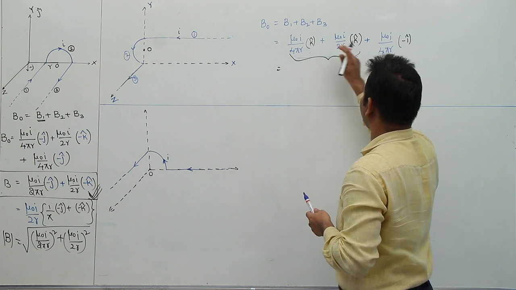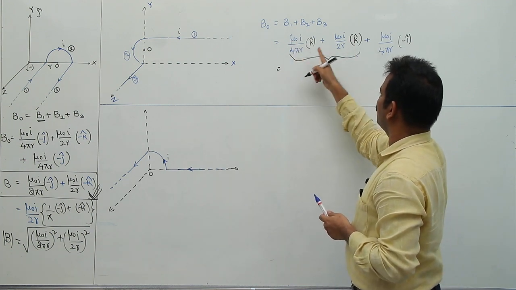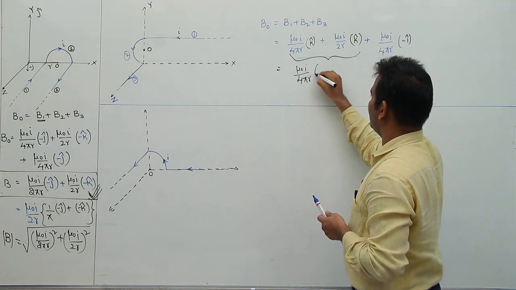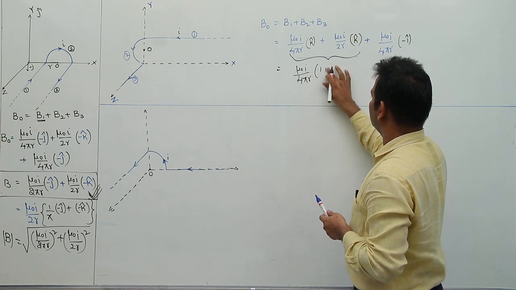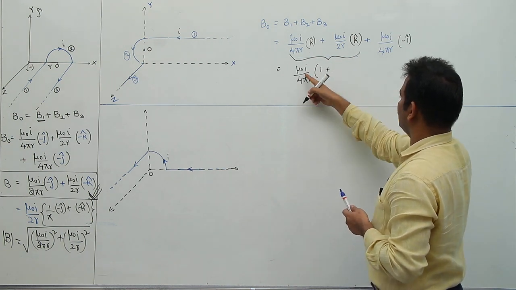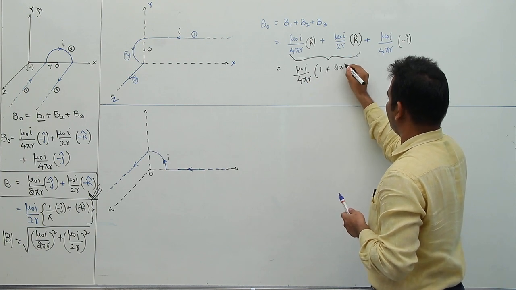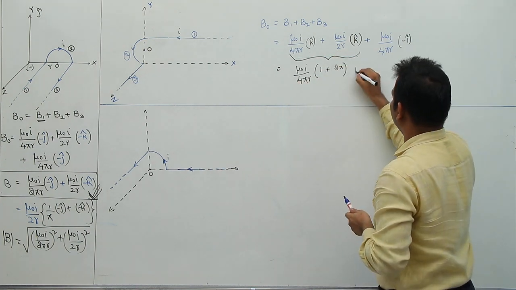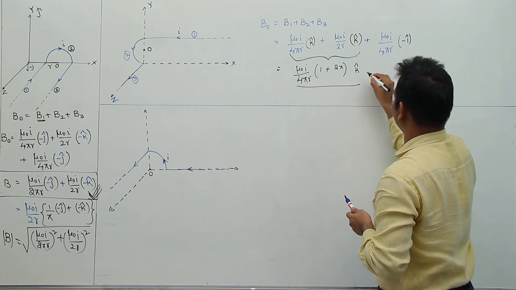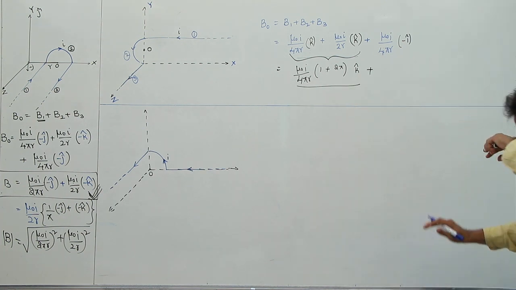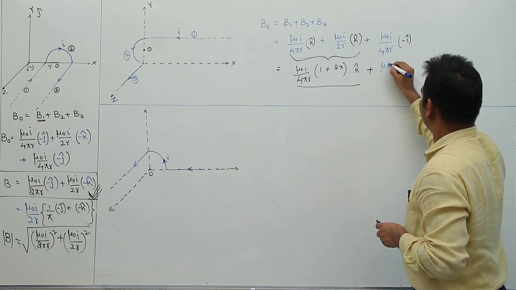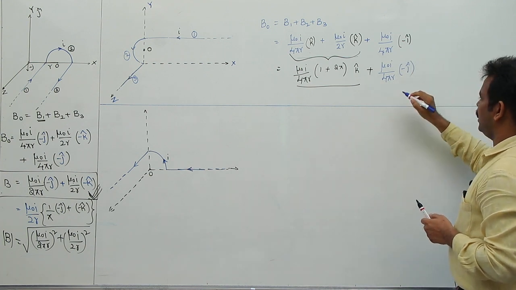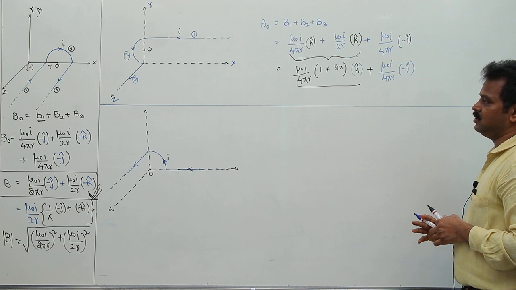So you can add these two as both are acting in the same direction. Mu naught I by 4 pi r, mu naught I by 2r. So you can write mu naught I by 4 pi r, this is 1, plus, here you can write mu naught by 4 pi r. So here you can write 2 pi, you can multiply these two, 2 pi means 2, you will get 2 here. So this is k cap. So this is the first portion, plus the second part is mu naught I by 4 pi r minus I cap. So this is the expression that we have to use to give the answer.